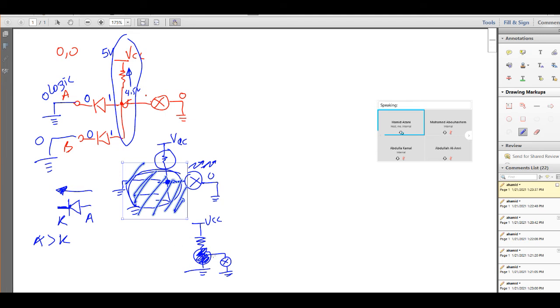So this loop here will be having 0, like ground. So ground, ground, the LED will be off, and off means 0 logic. Clear?